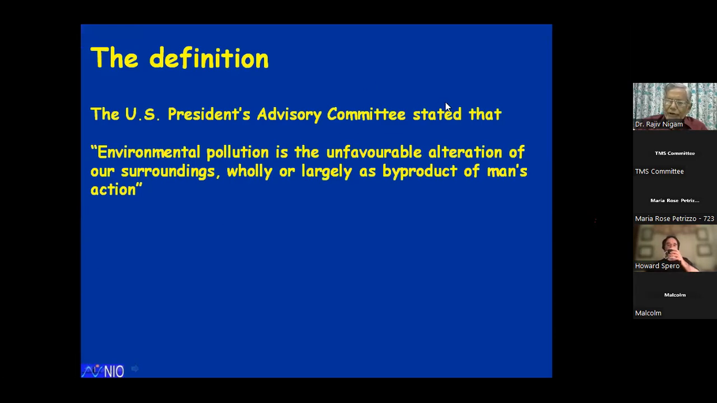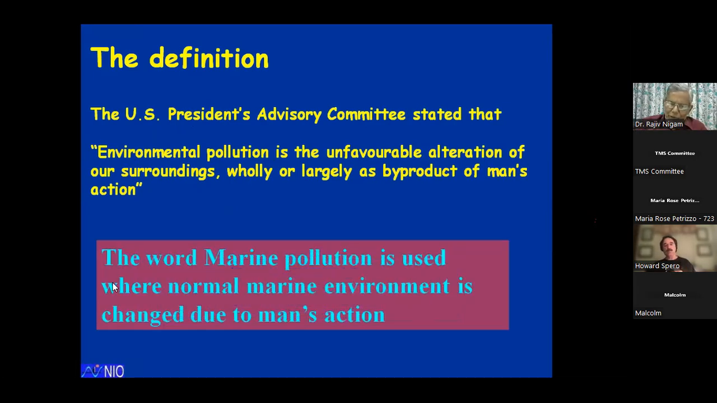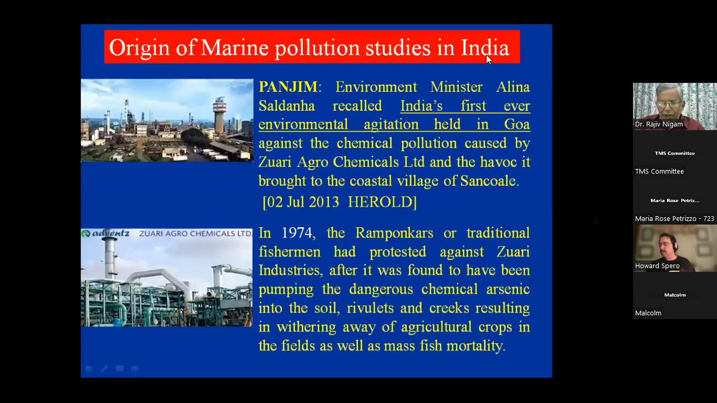First, what is the definition of pollution? The term marine pollution is used where the normal marine environment is changed due to man's action. So it is basically man. Natural environmental parameters also keep changing, but that is slow. But when man starts interfering with the environment, it creates pollution.